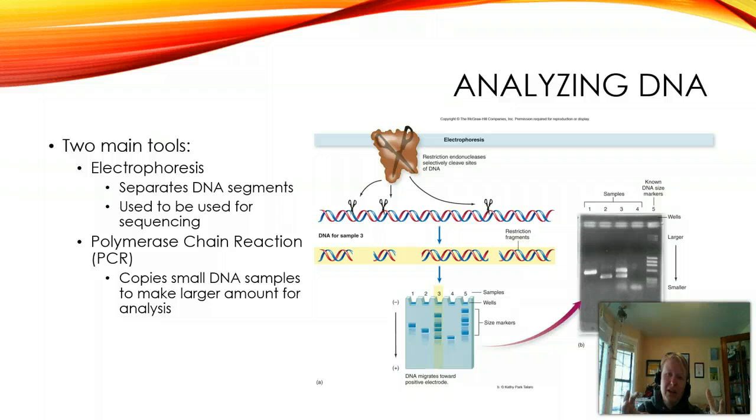Another application for analyzing DNA is called polymerase chain reaction, PCR. If we only have a very little bit of DNA, we have to make huge amounts of copies in order to be able to analyze it. We can't analyze microscopic amounts. We have to get bigger amounts. And so polymerase chain reaction allows us to make those copies that we can then use with electrophoresis or other applications.